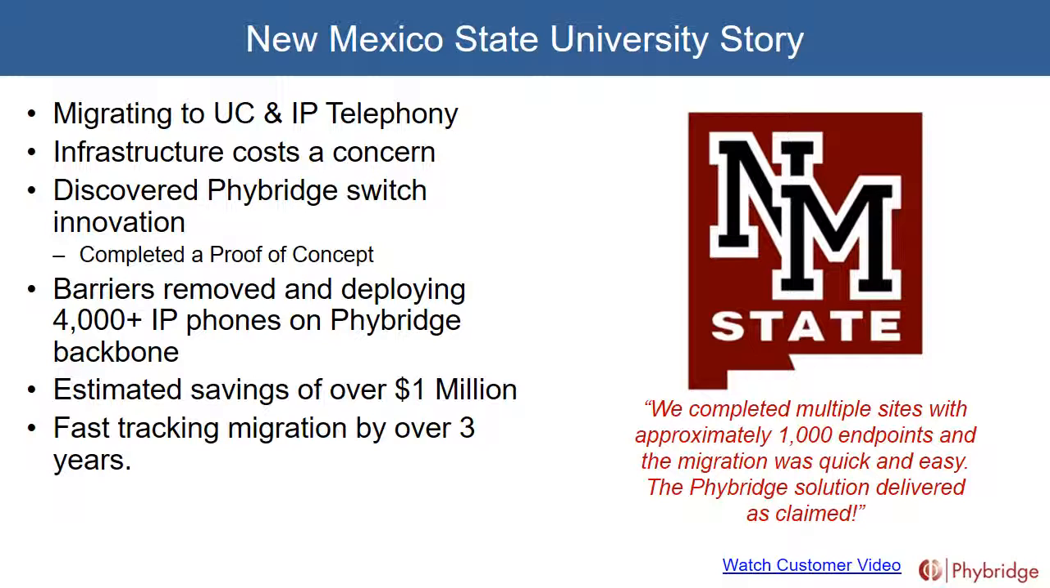And when they looked at the actual physical costs, they ended up saving in excess of $1 million and have deployed over 4,000 IP phones on our backbone. That project was going to be anywhere between 5 and 7 years, and they've completed these 4,000 phones in just less than a year and a half.